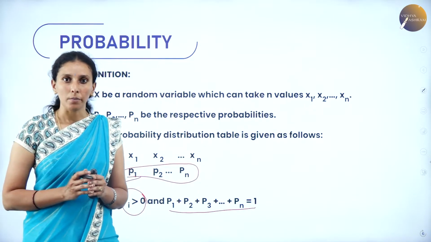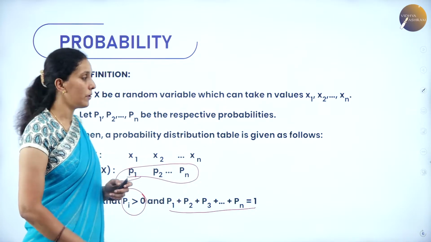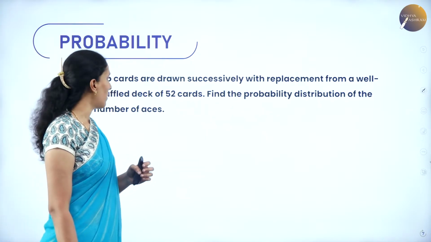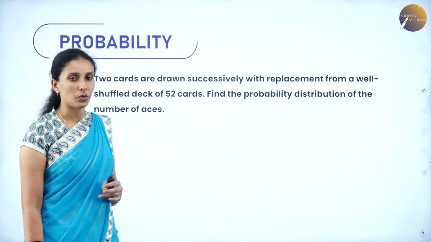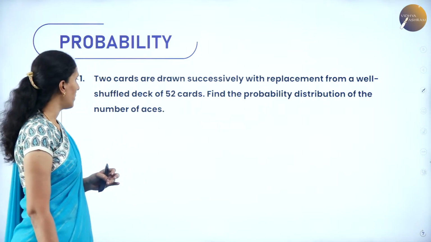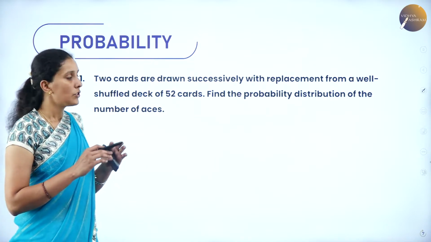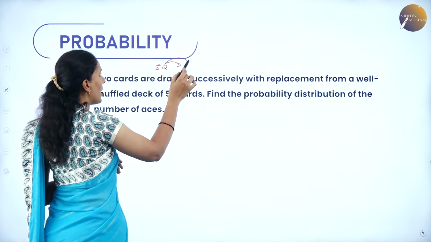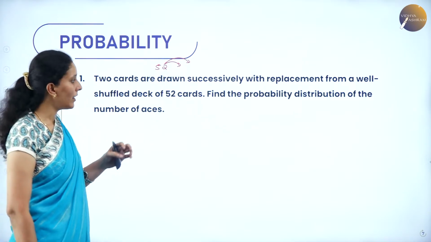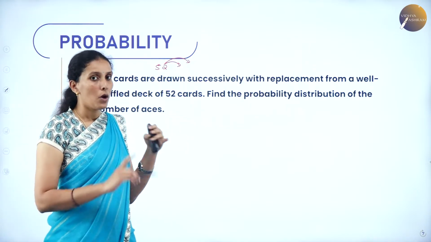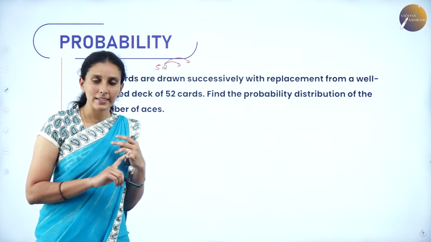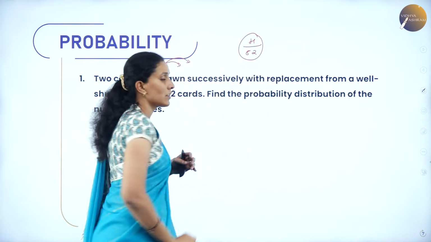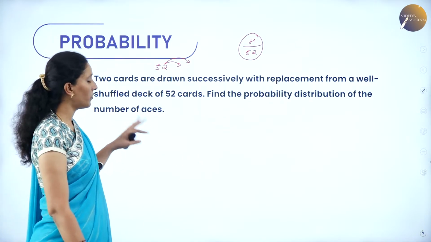Now let us take a problem related to these distributions. Two cards are drawn successively with replacement from a well-shuffled deck of 52 cards. Find the probability distribution of the number of aces. So, we have 52 cards here. I have to take 2 cards out of 52 cards, and they must be aces only. What is the probability of getting an ace here? I can get 4 aces out of 52. So, this is the probability of getting an ace out of 52 cards.